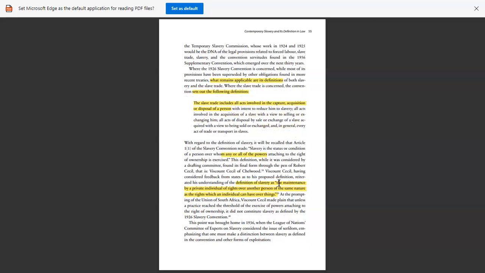The definition of slavery is the maintenance by a private individual of rights over another person of the same nature as the rights which an individual can have over things. So if one person is taking private individual rights and exercising them over another person who should have the same nature of rights, and they're doing that as if that individual is a thing, then that falls into our definition of slavery.